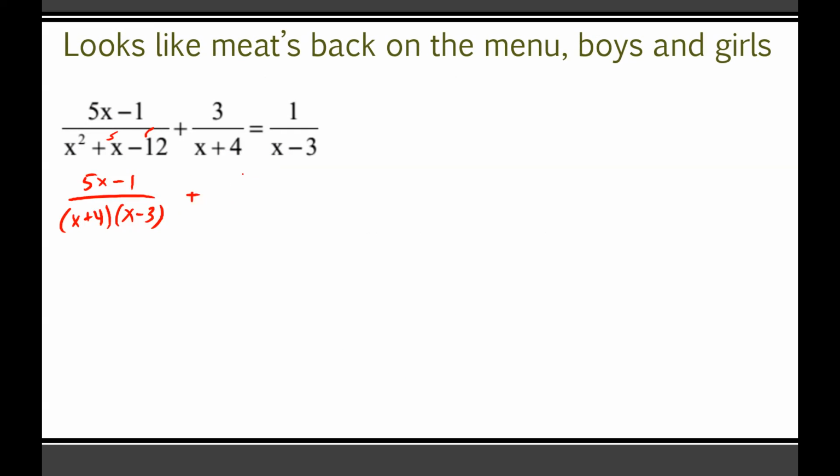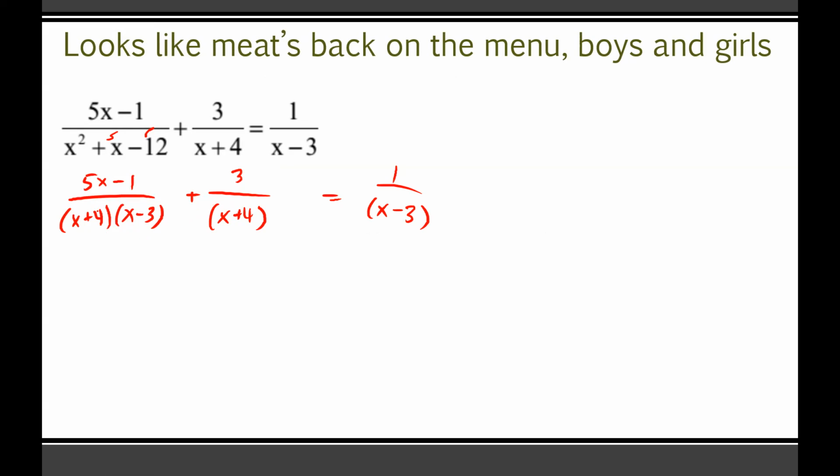But anyway, let's say this is add 3 over x plus 4, and that equals 1 over x minus 3. So just like the previous examples we've done, we want to make sure that everything has a common denominator. I think it's pretty clear what we have to put on this.